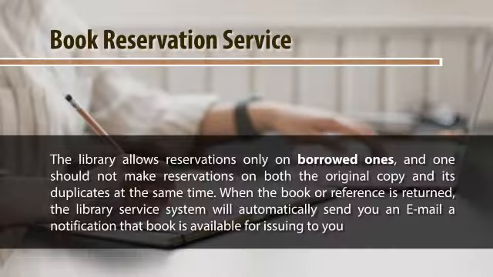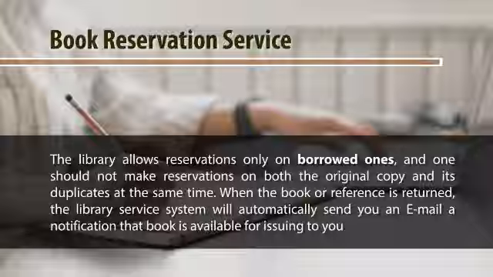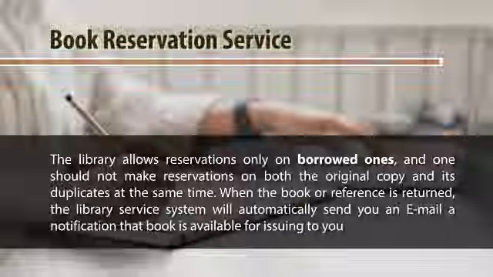The library allows reservation only for the borrowed ones, and one should not make a reservation for both the original copy and its duplicate at the same time. That means if there are two or more copies, all the copies should not be reserved. Only the one which is borrowed should be reserved for the near future. When the book or reference is returned, the library system will automatically email or notify you, or you can come to the library to check whether the book has been returned, to have it issued to you.